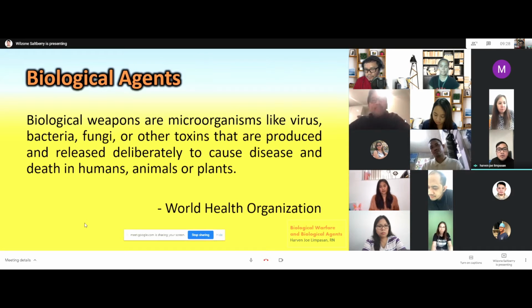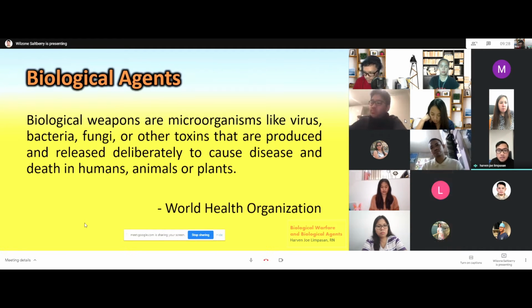Biological agents. So according to the World Health Organization, biological weapons are microorganisms like viruses, bacteria, fungi, or other toxins that are produced and released deliberately to cause disease and death in humans, animals, or plants.